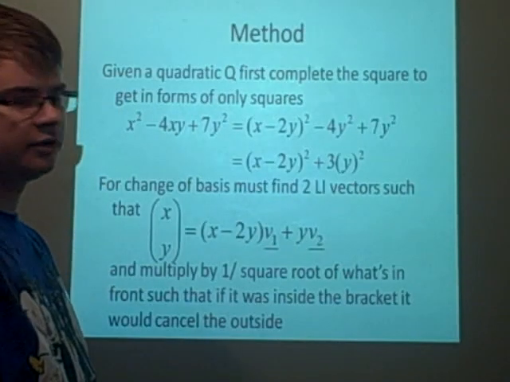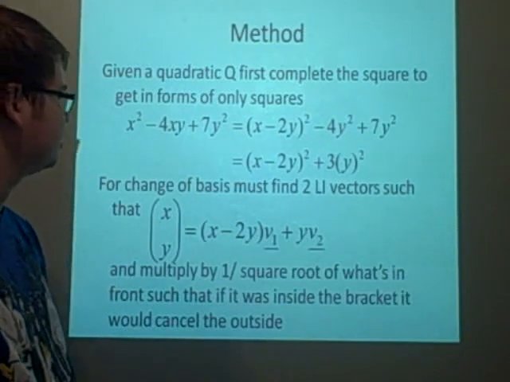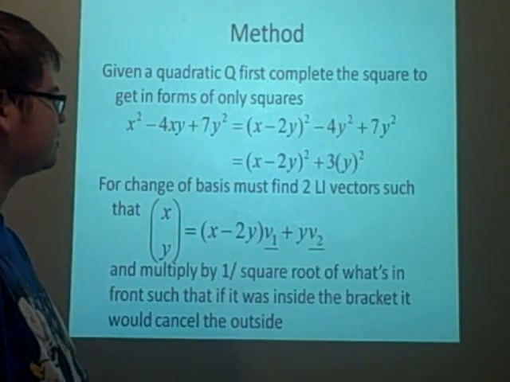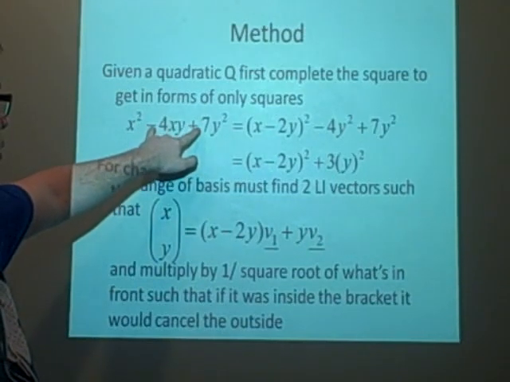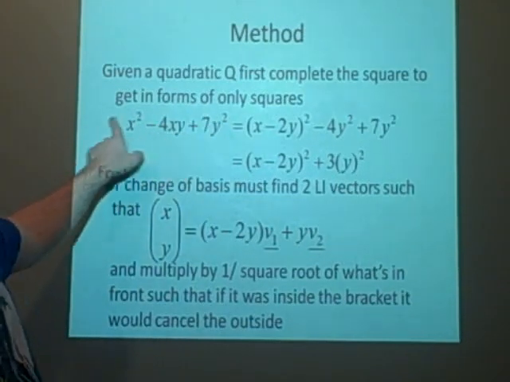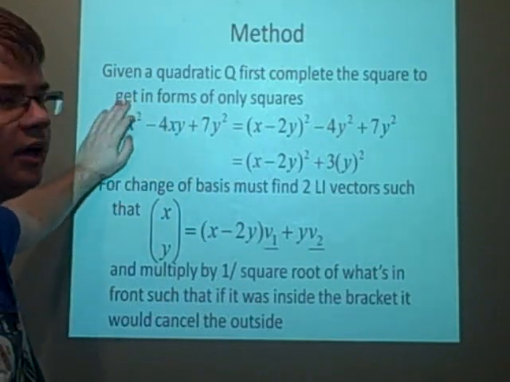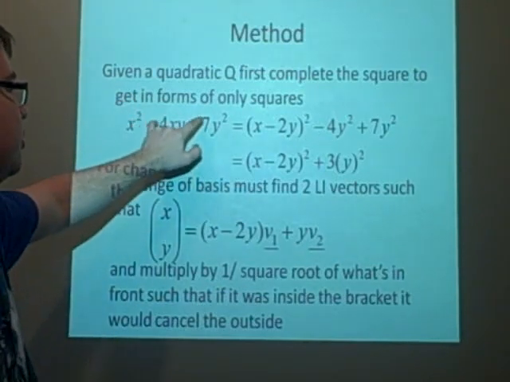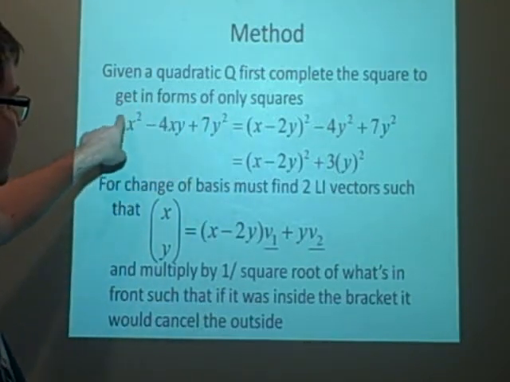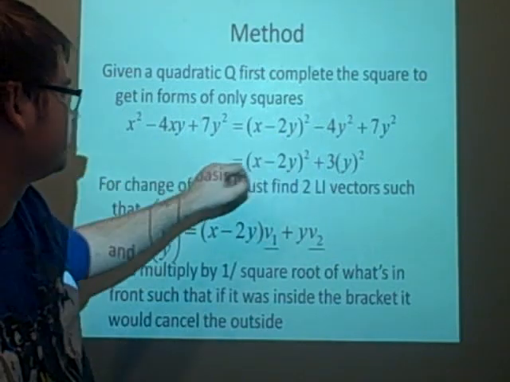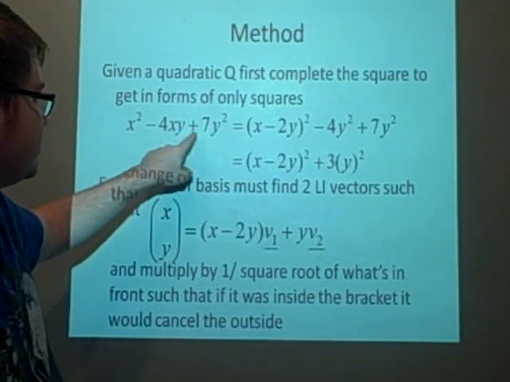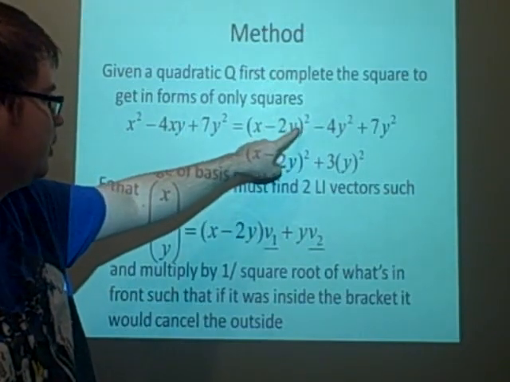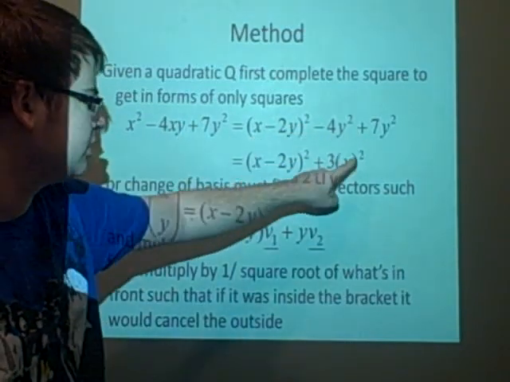Right, method. In solving these we want to complete the square. So here we've got, they're not all squares. We want the quadratic to be only in the form of squares. So you complete the square. So if we were to complete the square here, then we get this, because we have to half this thing, take off the x. Leads to this, leads to this, leads to this.